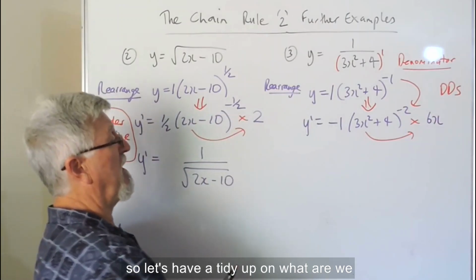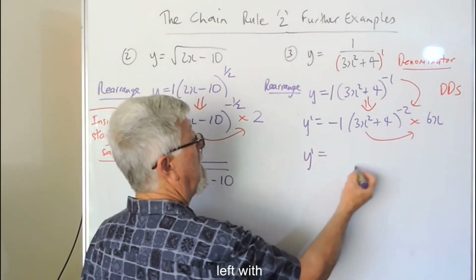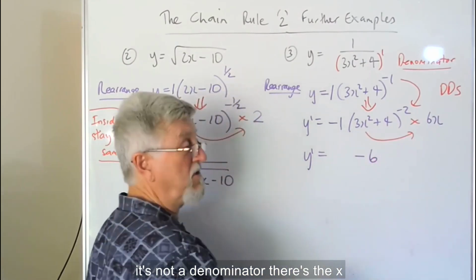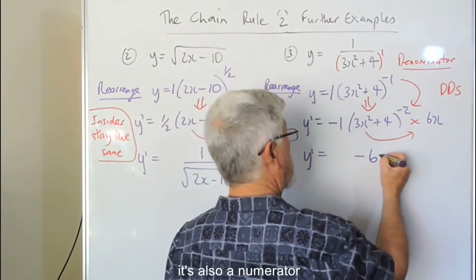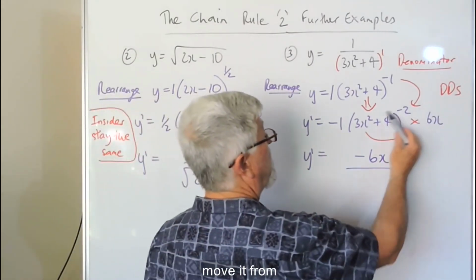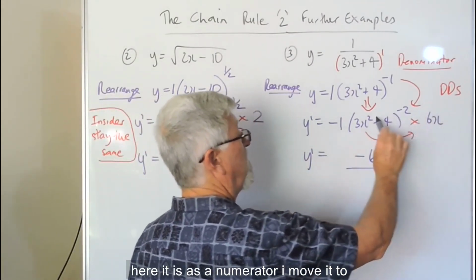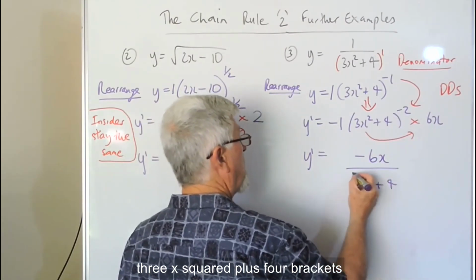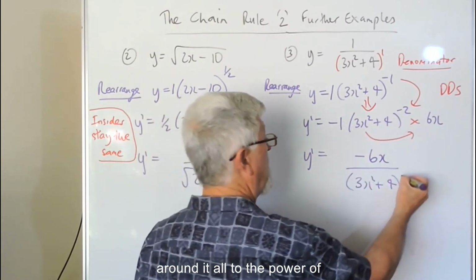So let's have a tidy up. And what are we left with? Minus 1 by 6 is minus 6, and that's a numerator. It's not a denominator. There's the x, it's also a numerator. And what do I do with a minus power? Here it is as a numerator, I move it to the denominator. 3x squared plus 4, brackets around it, all to the power of 2.